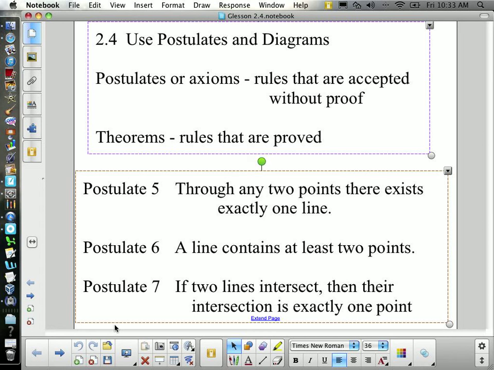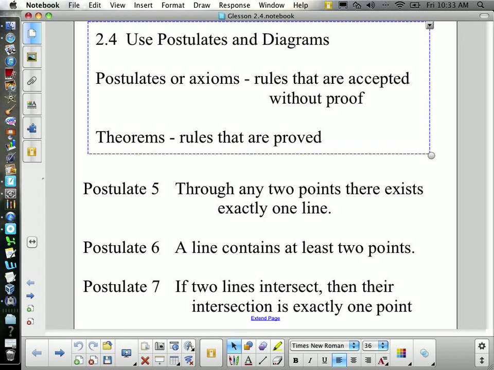Postulates and diagrams is what we're talking about today. Now, we really haven't even hit our first few postulates yet. We're starting on 5, 6, 7, 8, 9, etc. 1, 2, 3, and 4 we get later. But let me just very quickly go over what these are.